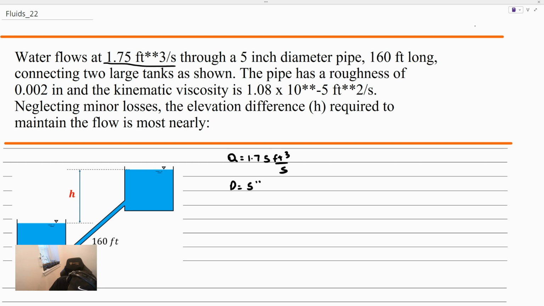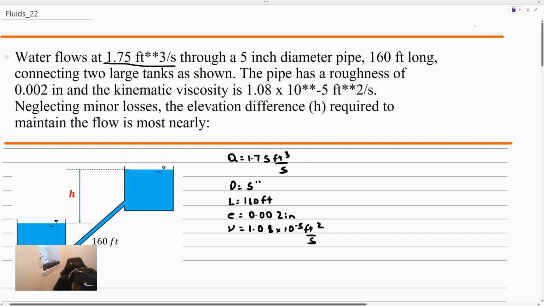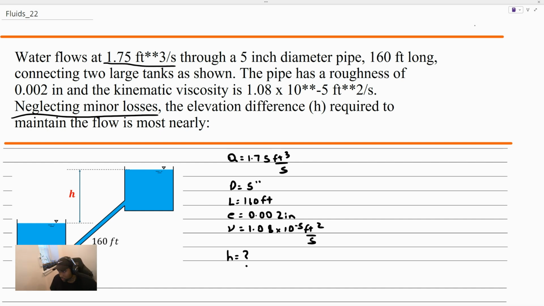Now water is flowing through that pipe. That pipe length is 160 feet long. And it's connecting two large tanks as shown. The pipe has a roughness value of 0.002 inch and a kinematic viscosity value of 1.08 times 10 to the negative 5 feet squared per second. It says neglecting minor losses, the elevation difference, h. What is that h value equal to?